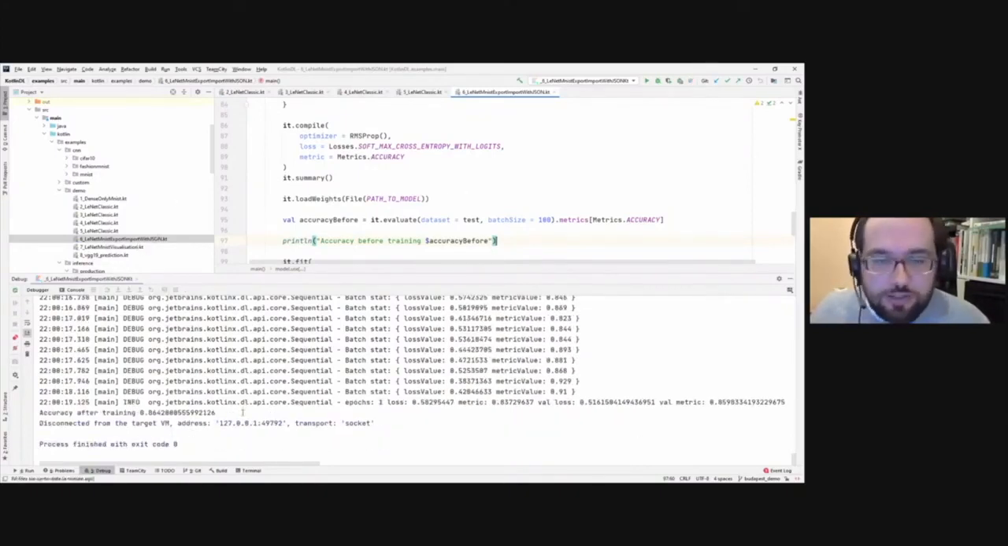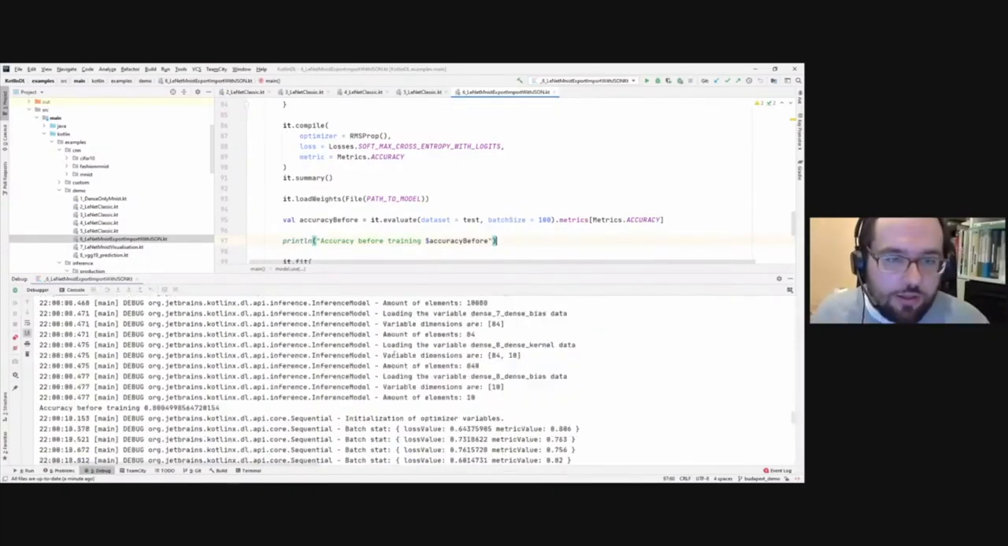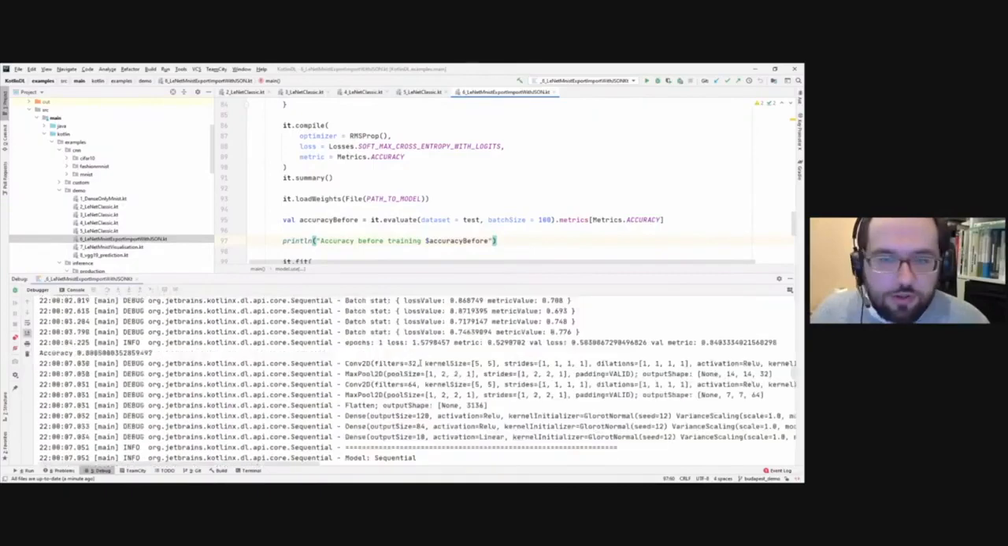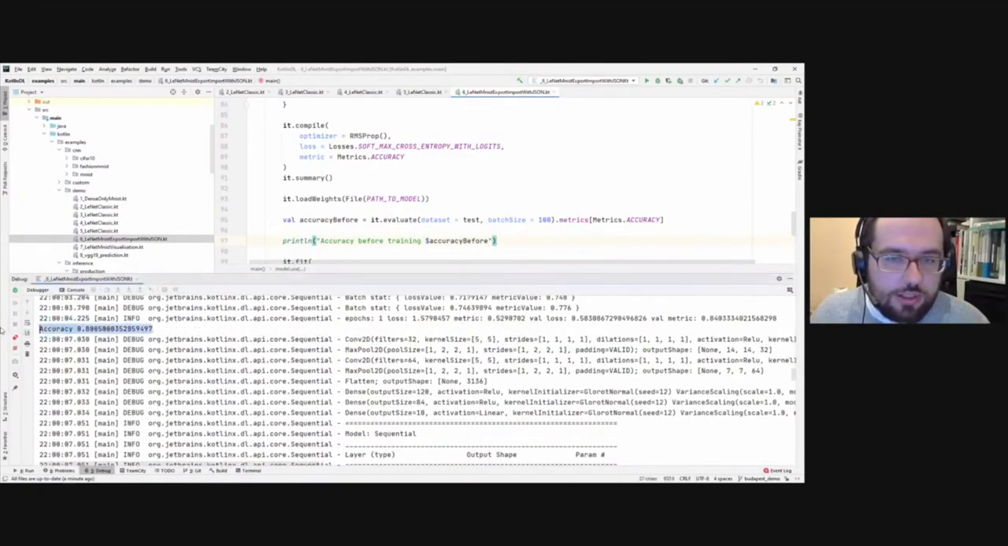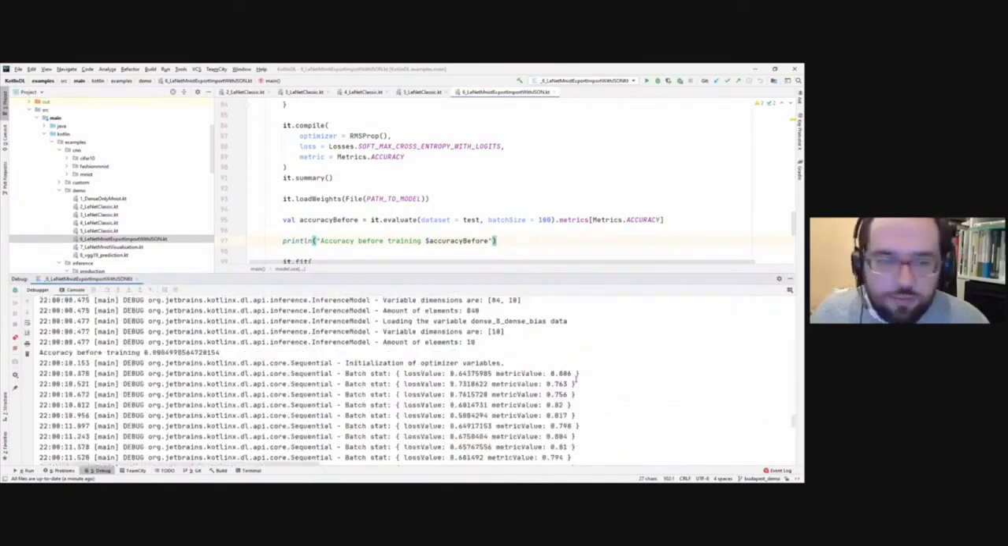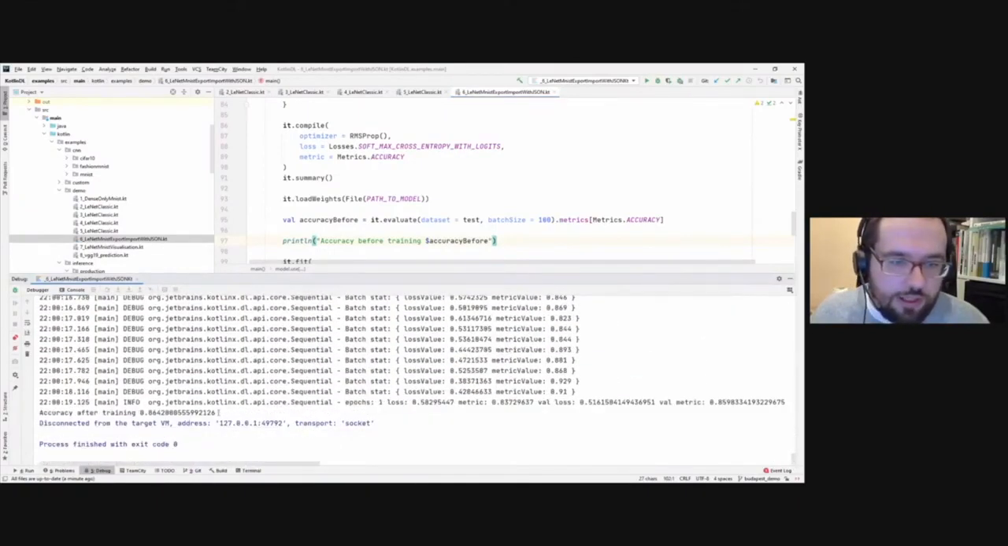So as a result, I hope you see that after the first epoch, we get this accuracy, 80%. After the second epoch, it was improved.